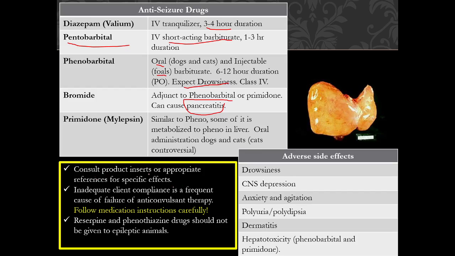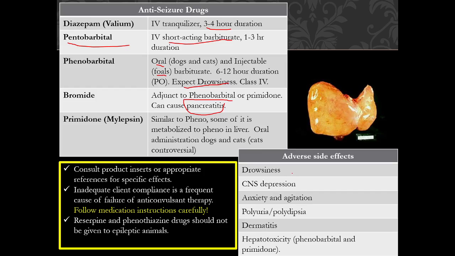We want to consult product inserts or appropriate references for specific effects. Inadequate client compliance is a frequent cause of failure of anticonvulsant therapy. So we want to have them follow the medication instructions carefully and get into a good habit of giving those pills at least twice a day. Reserpine and phenothiazine drugs should not be given to epileptic animals because they reduce the seizure threshold. They're more likely to seize.